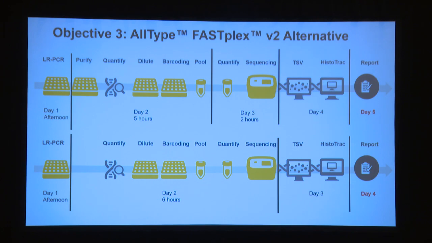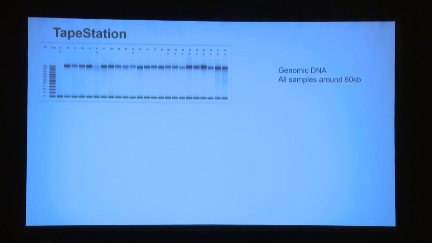So when we eliminated this step, the technologists can just take the plate and quantify directly and then go on to the rest of the day. By using this alternative method, we were able to reduce the turnaround time to only 4 days. But One Lambda recommended that, in order to use this, you need very high quality DNA.